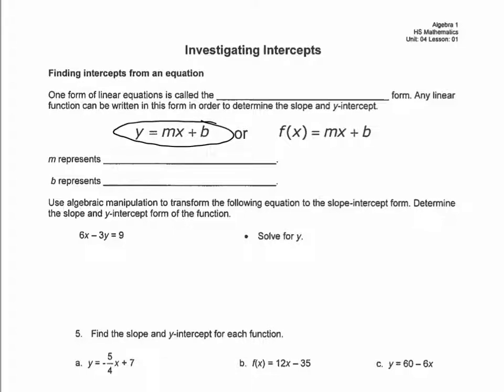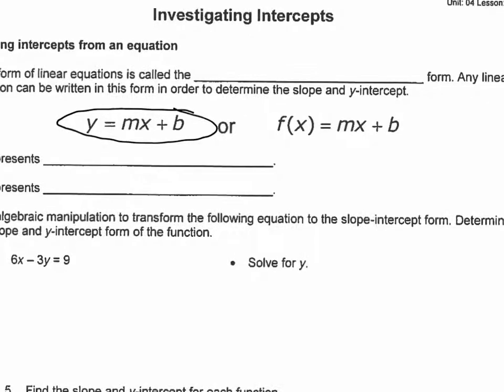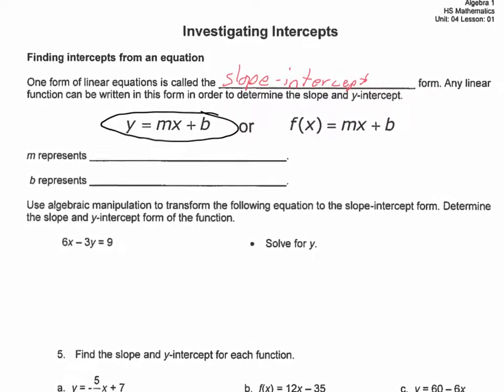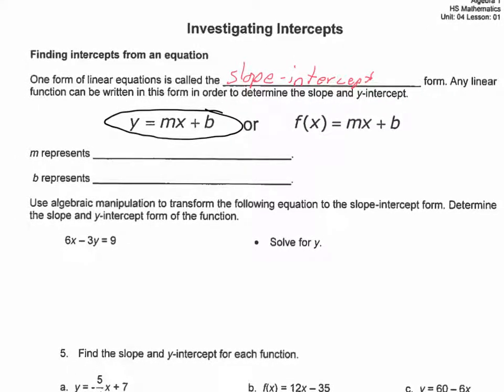So if you look here, it says one form of the linear equation is called the slope-intercept form. It's called that because the two numbers in the equation tell you what the slope is and what the y-intercept is. So we call it the slope-intercept form of the equation. Any linear function can be written in this form, and it tells us slope and y-intercept.